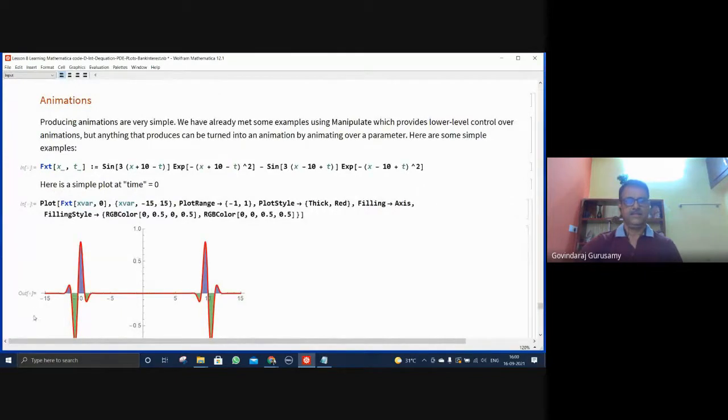Okay, this is the pulse now on both sides, and this pulse is defined as f(x, t) = sine(3(x + 10 − t)) times exponential of minus (x + 10 − t) whole square. This is the argument that you have, an exponential square, so that I can see the pulse.